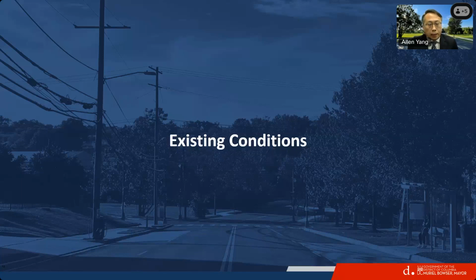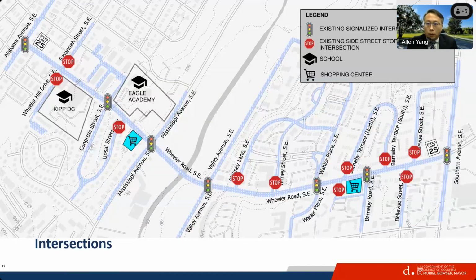Now we'll talk about existing conditions of this corridor. This is a map just showing more symbols, icons to be more intuitive. As you can see, the 7 intersections with signal symbols, right? Those are the signal intersections, including Alabama, Southern, and a few others. We have 2 small shopping centers, both at west side of the corridor. One is north of Mississippi Avenue. The other is north of Barnaby Street. Also, the 2 schools, KDC and Eagle Academy, they're located at north section of the corridor, both sides of the street.